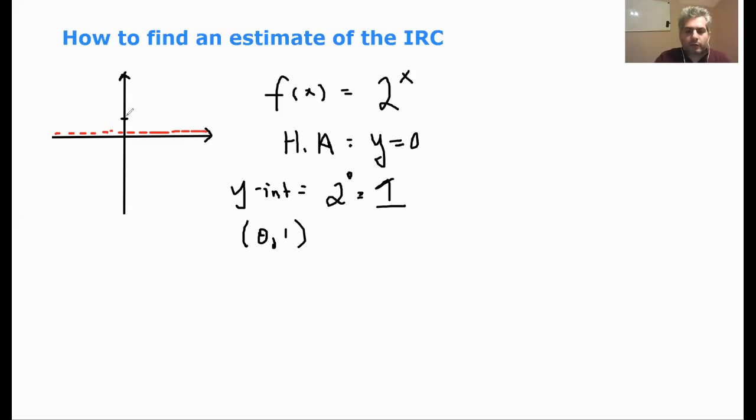Okay, so we have the y-intercept, and we can create a table of values. From this table of values, we can determine some points. So let's choose some points in the negative. We know y cannot be 0. 2 to the power of any number can never give you 0. So let's choose some points here for x and y. So let's choose negative, negative half.